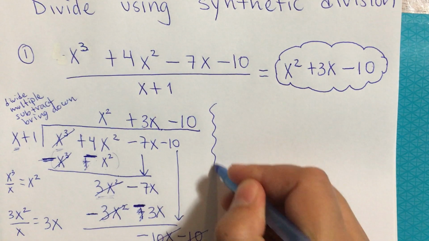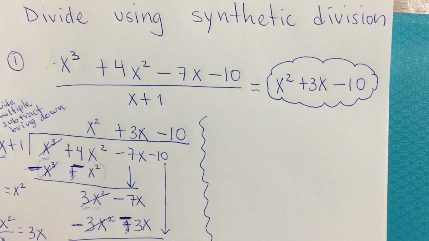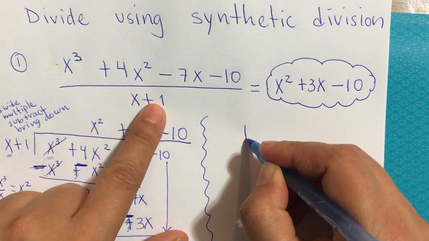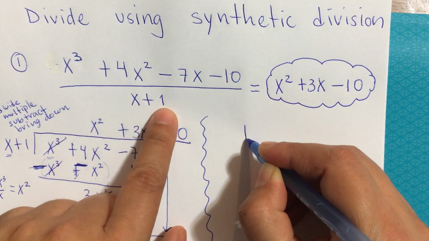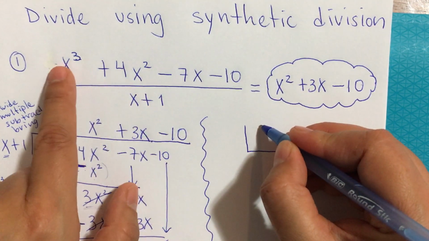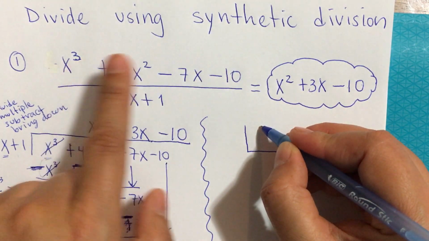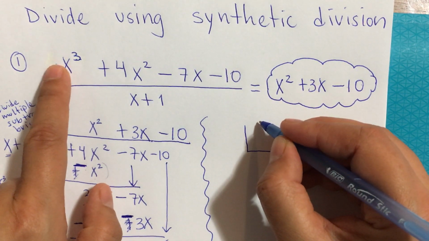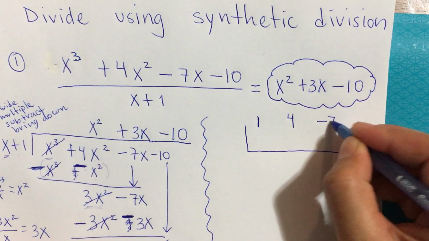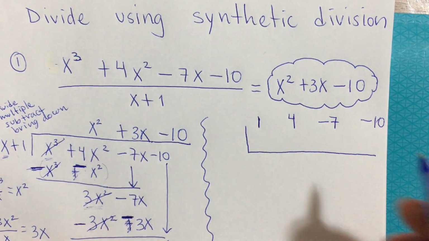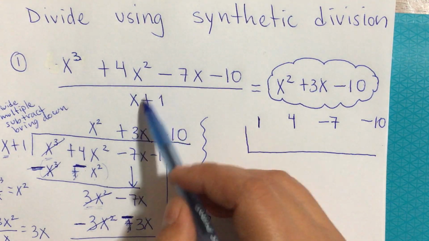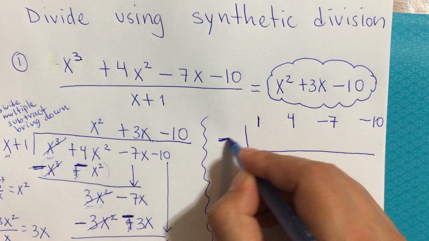Now, how would synthetic division look? What we're going to do for synthetic division is, first of all, outside we're going to change the sign of whatever is being added or subtracted in here. Okay? And inside we're just going to put the coefficients and constant of each term. So since we don't have a coefficient in here, it's going to be 1, 4, -7, and -10. And we're going to leave a space in here, and I'll show you why. This, instead of putting it as +1, is going to be -1.